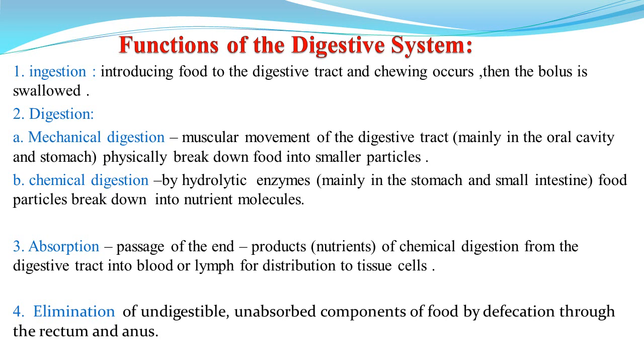Then the absorption occurs by passage of the end product, which is called the nutrient of chemical digestion, from the digestive tract into blood or lymph for distribution to tissue cells. After this series, the elimination occurs. Elimination of undigestible, unabsorbable components of the food by defecation through the rectum and anus.